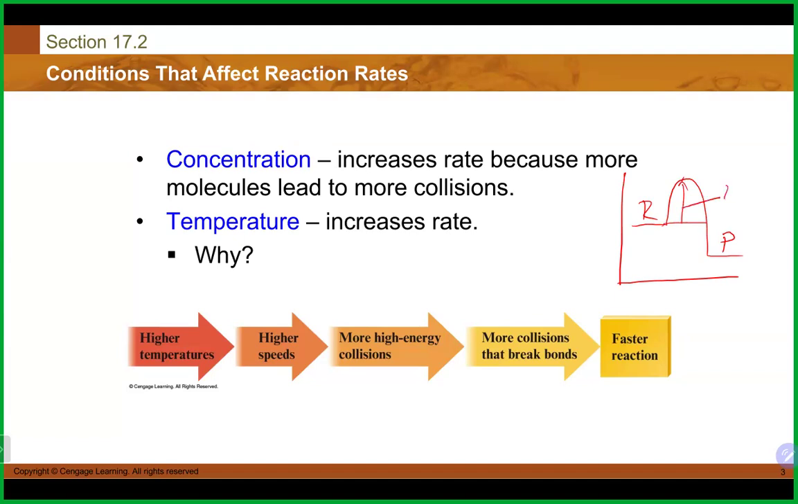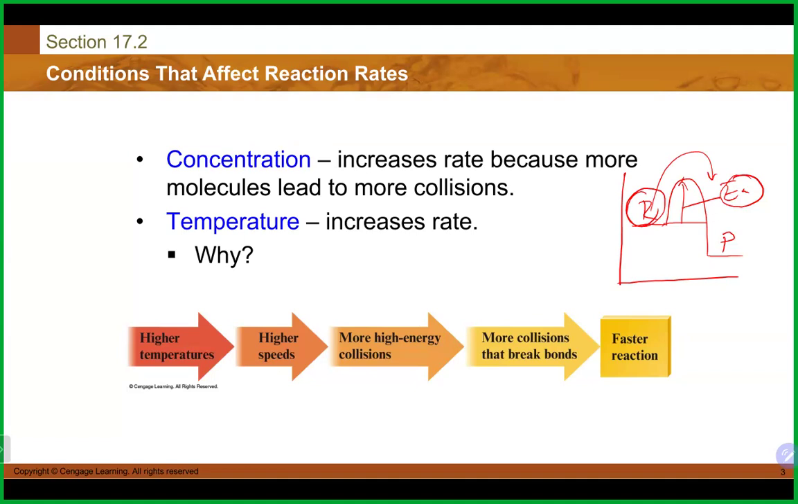We have that activation energy, which is the hill that the reactants have to climb to get to the other side to make products. And remember that the bigger the activation energy hill, the slower the reaction usually, because there are fewer guys that can get up and over the hill. But when you increase the temperature, you get a greater proportion of reactant molecules that have enough energy to get up and over to the other side. And that usually results in the reaction occurring faster.